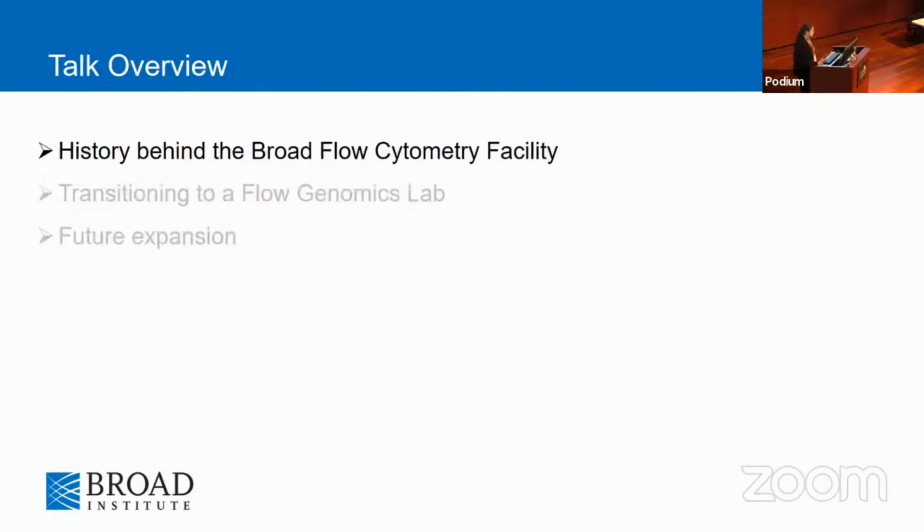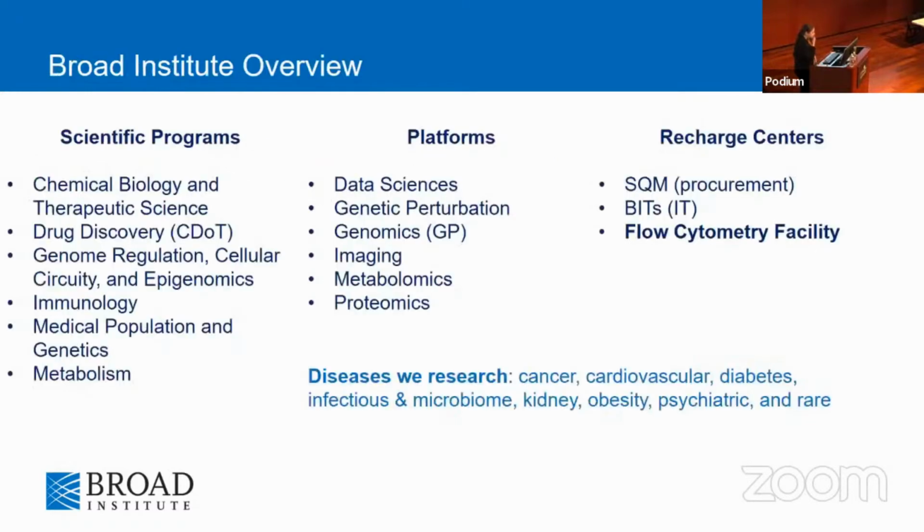So let's get started with how we started flow at Broad. A little overview of the Broad Institute. It's Broad, not Broad, like everyone wants to say. We have 3 different kinds of groups at Broad. We have our scientific programs, and we have platforms, which you can think of as core facilities, but they're really more collaborative. They're more involved in your project than just a service facility. And then we have recharge centers, and that's where I fit in, based on the structure of how I charge the end users.